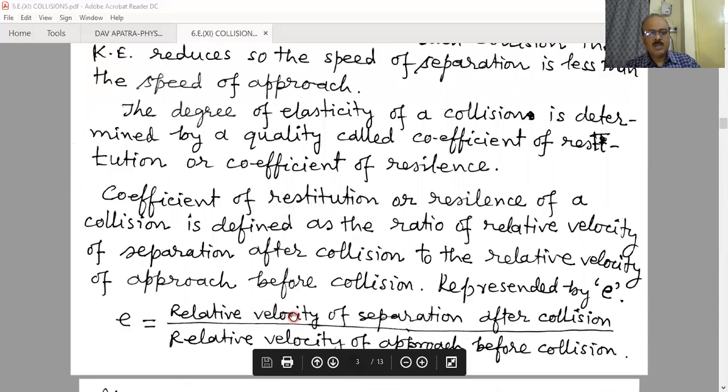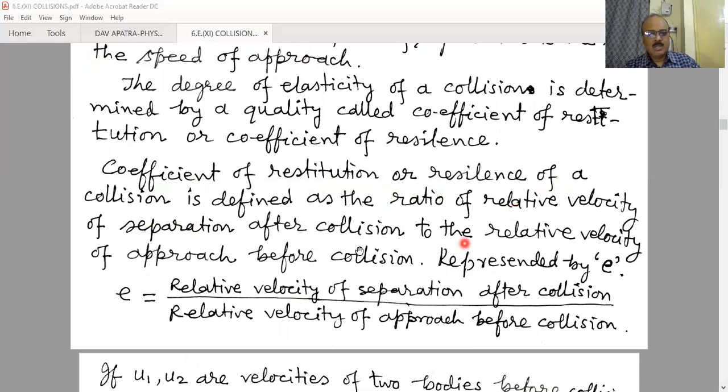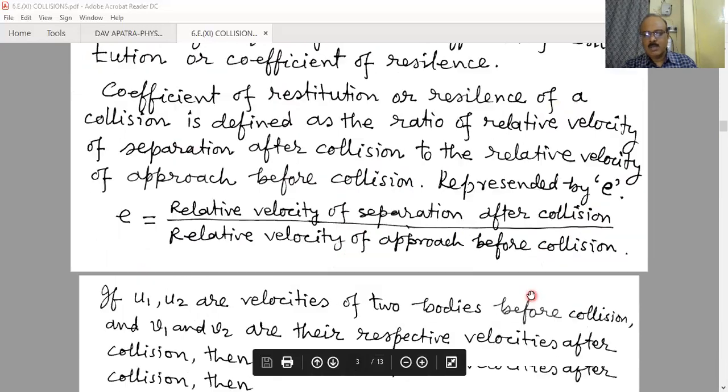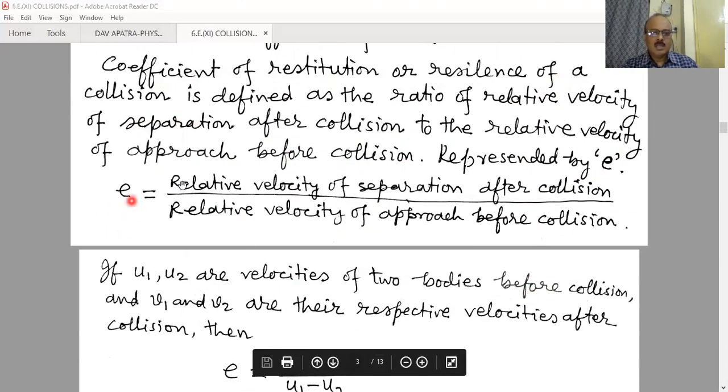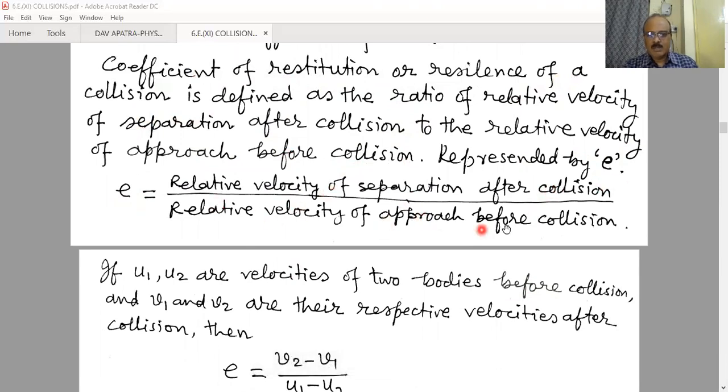And how can we define it? The coefficient of restitution, or resilience, of a collision is defined as the ratio of the relative velocity of separation after the collision to the relative velocity of approach before the collision, and it is denoted by E. Mathematically, E equals the relative velocity of separation after the collision over the relative velocity of approach before the collision. Now, what is the relative velocity of separation and what is the relative velocity of approach?